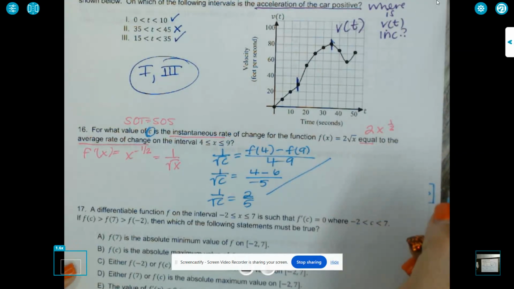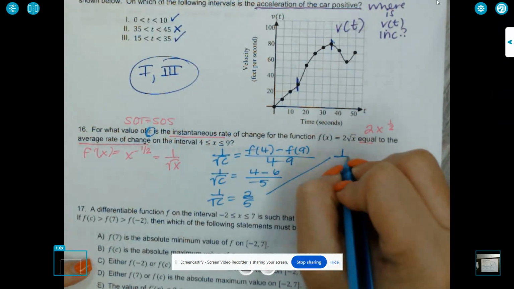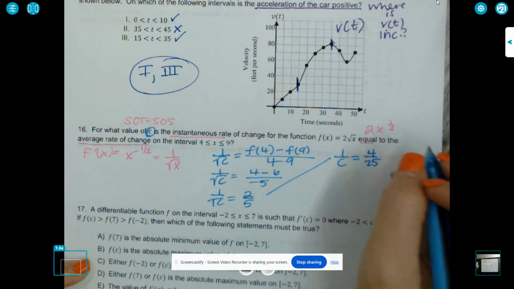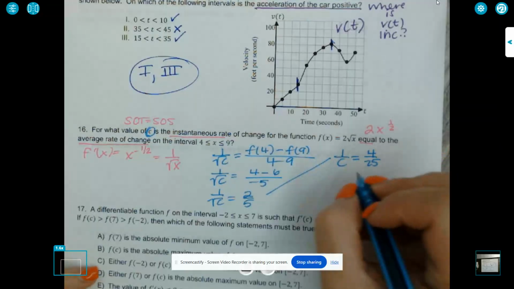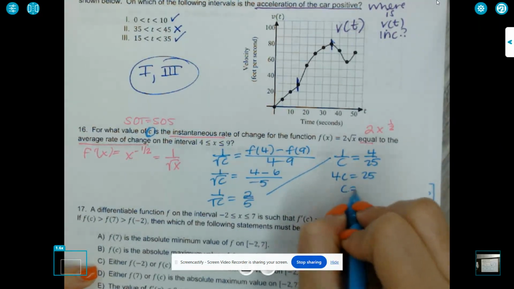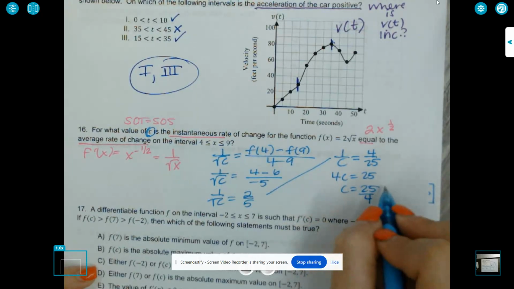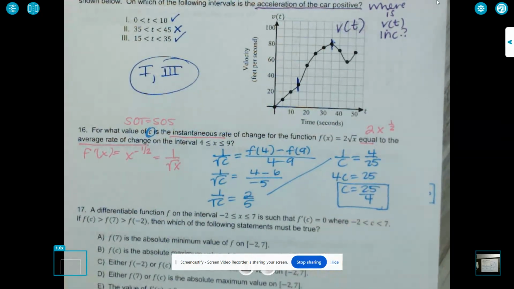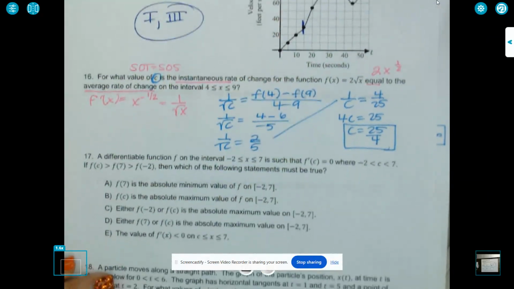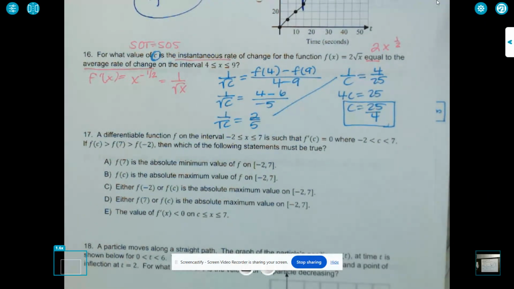Okay. You can square both sides at this point, so you would get 1 over c equals 4 over 25. And then we're going to solve here to get that c does equal, you can get 4c equals 25, or c equals 25 over 4. Okay. You could have also gone here and then squared after that. It's completely up to you what you get there. Okay. All right, number 17.